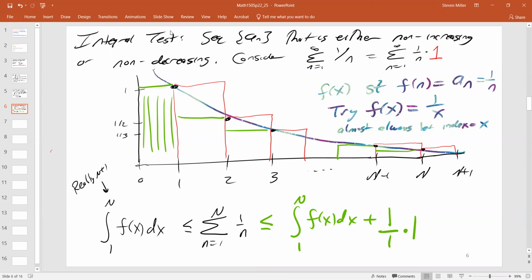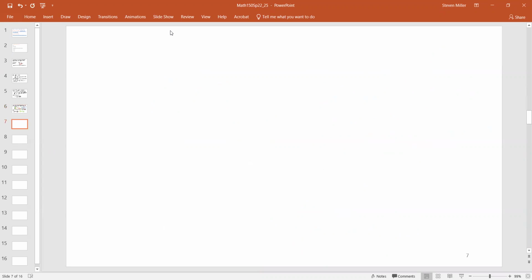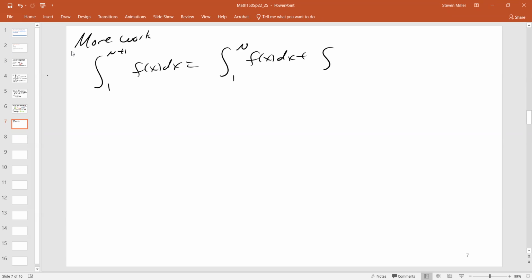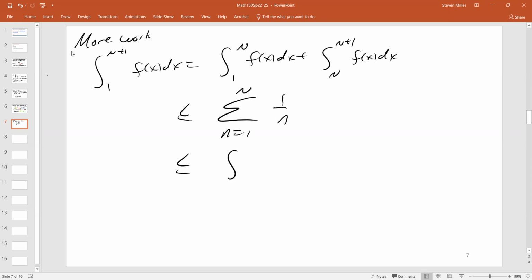So this is how the integral test works. We have our integral from 1 to n is basically the same as our sum up to the area of the last box. If we did a little bit better, if we did integrating from 1 to n plus 1, so with a little bit more work, we would have the integral from 1 to n plus 1 of f of x dx is the integral from 1 to n of f of x dx plus the integral from n to n plus 1 of f of x dx, is less than or equal to the sum from 1 to n of 1 over n, is less than or equal to the integral from 1 to n of f of x dx plus 1. So now we would get that our sum is the integral from 1 to n of f of x dx. And the amount that we can be off by, we now know it's somewhere between adding the integral of f of x dx from n to n plus 1 to that, or 1 to n. So I can do a little bit better.